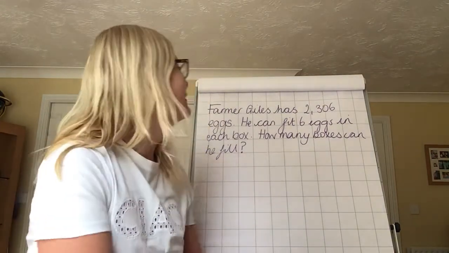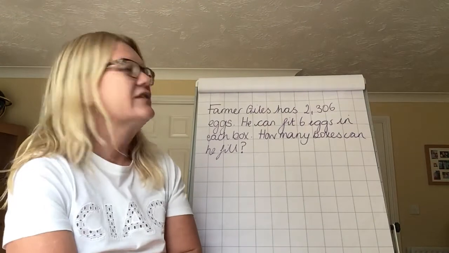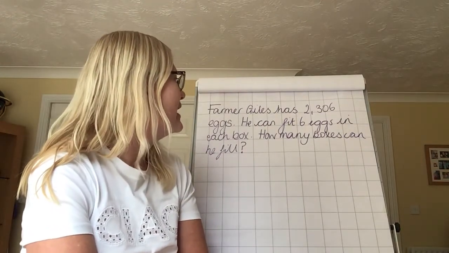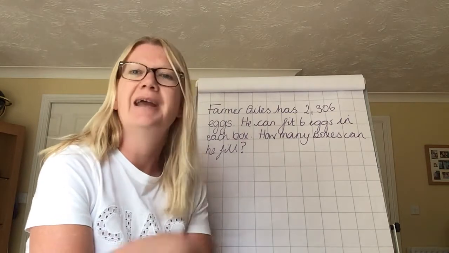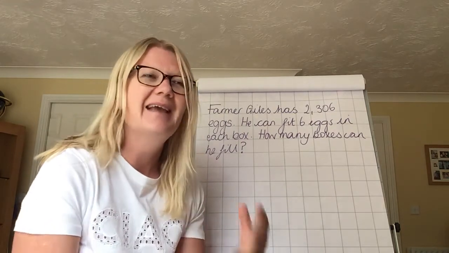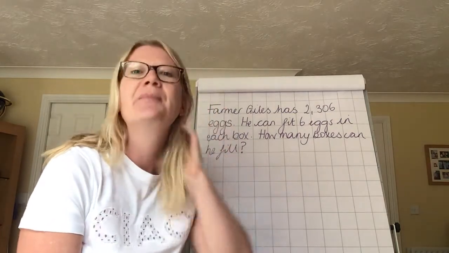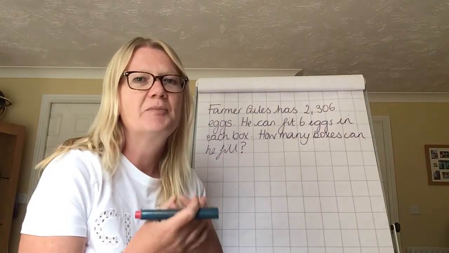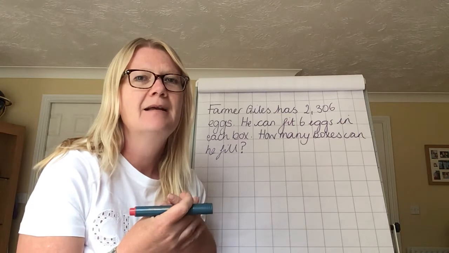So if we have a look, Farmer Giles has 2,306 eggs. He can fit 6 eggs in each box. How many boxes can he fill? It's that old chestnut. The eggs and the egg boxes always come up. So first of all, if we think about Colin and the 4 C's for problem solving, let's have a think how it would go.